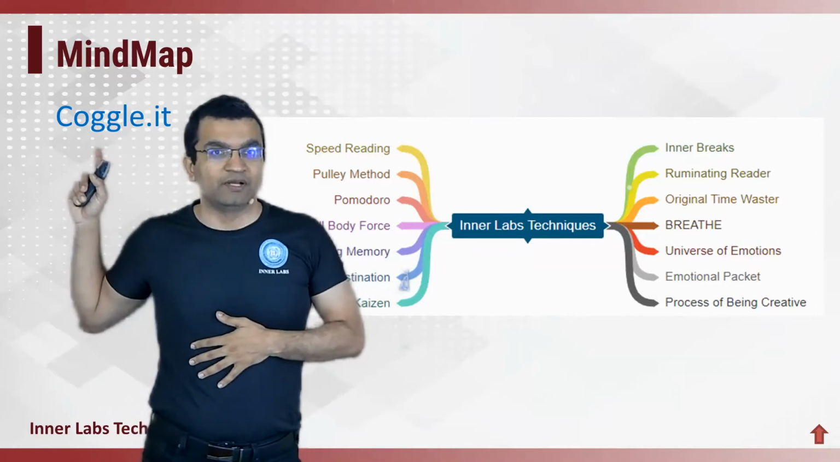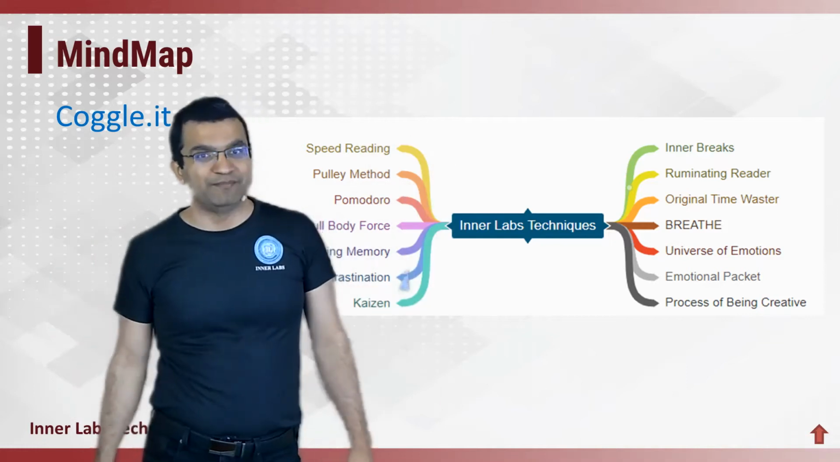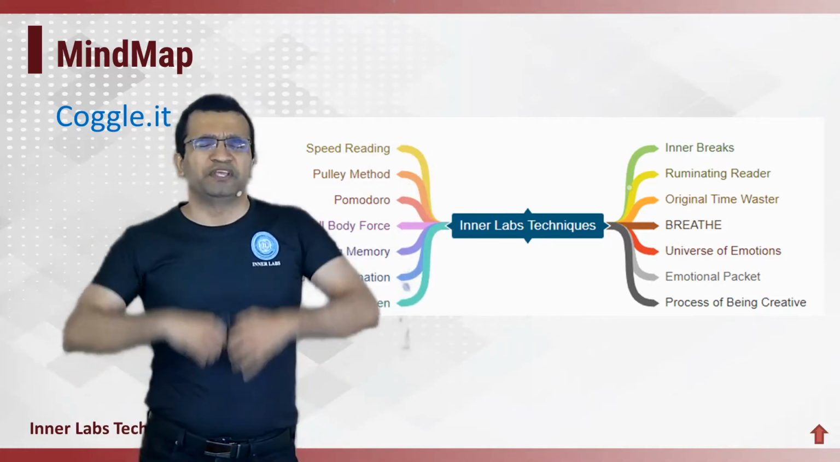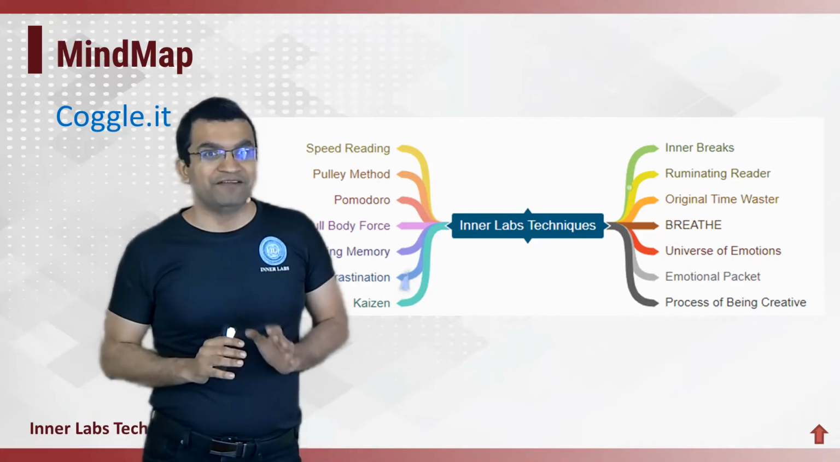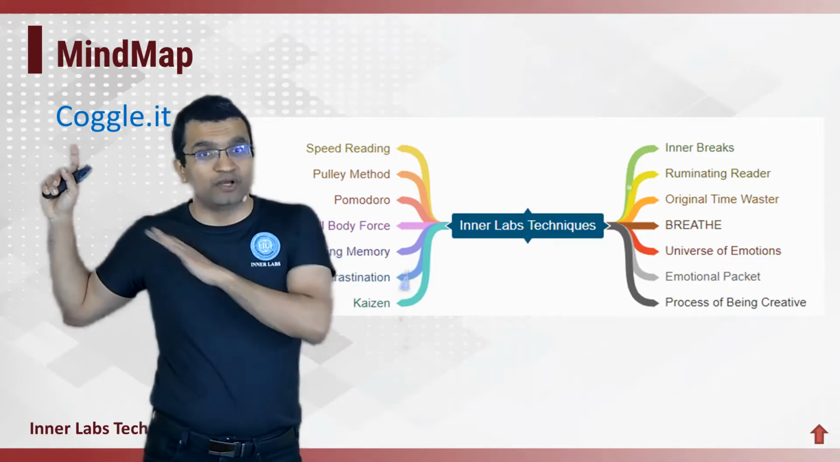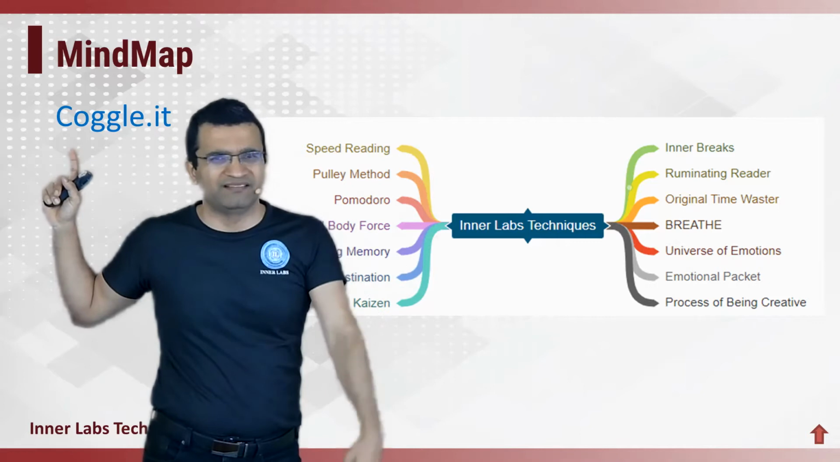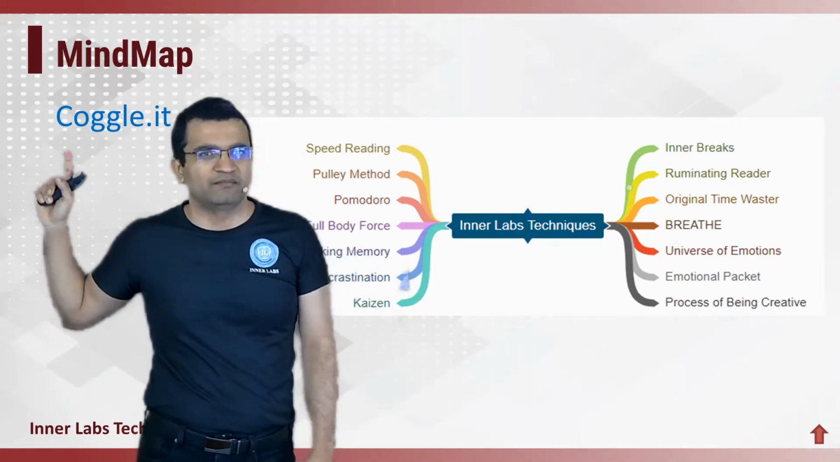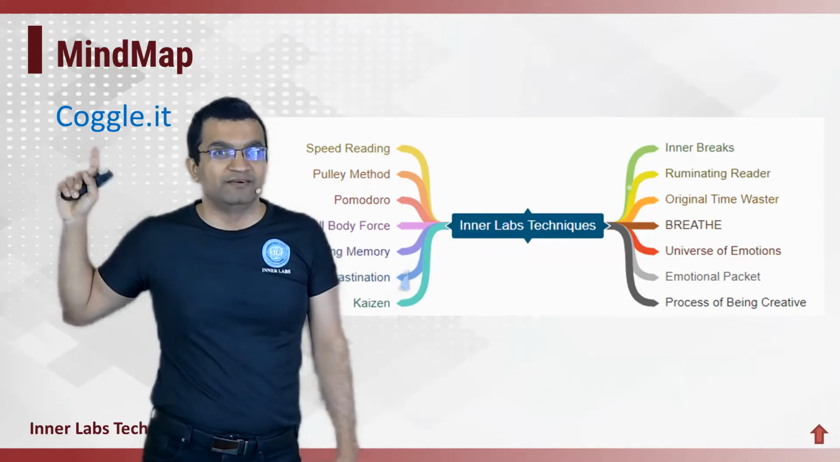Coggle.it. Now, I have looked at many different mind mapping softwares, a huge number of them. And what I found best was Coggle.it. It's free. Almost all features are free. If you want little advanced features, then you need to pay. It's like $5 per month. It's not much. I have paid for a full year. They have done a really good job.